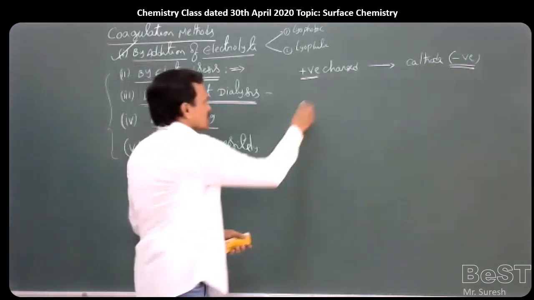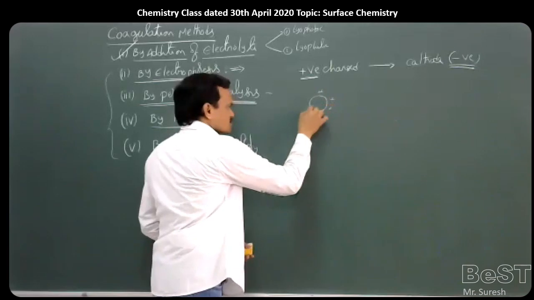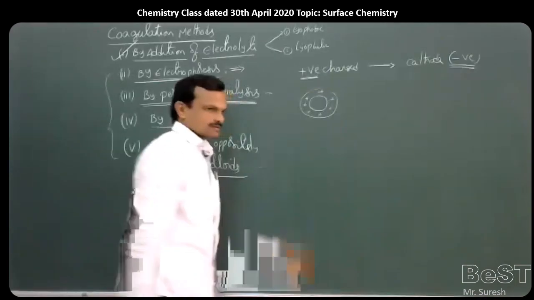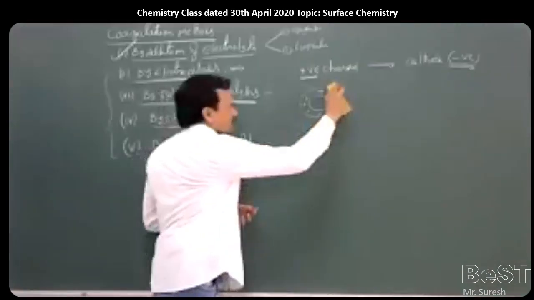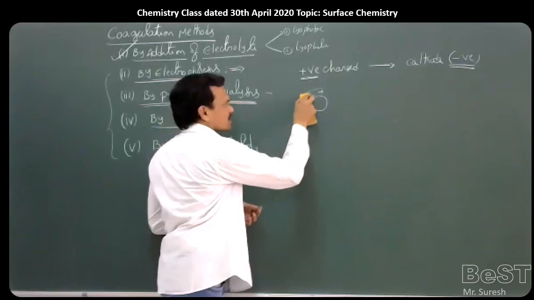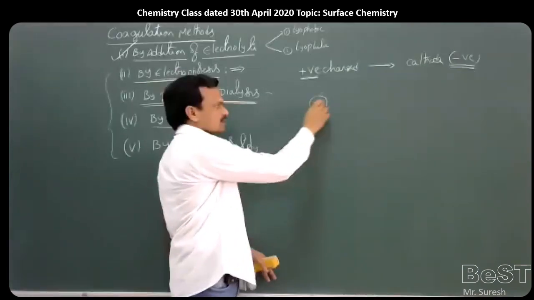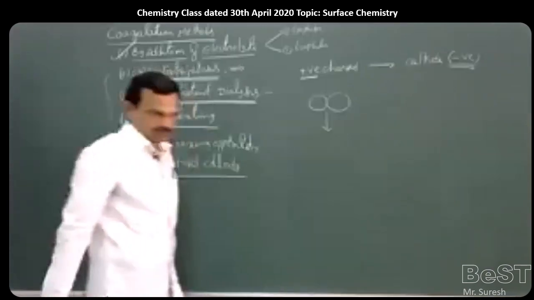That means, suppose a colloidal solution is positively charged, so these positively charged ions which are adsorbed here are electrolyte particles. If the dialysis process is continued for a long time, all these electrolyte particles present on the surface of the colloidal particle will be removed. Then this becomes neutralized. Then two colloidal particles approach each other and they will get precipitated.